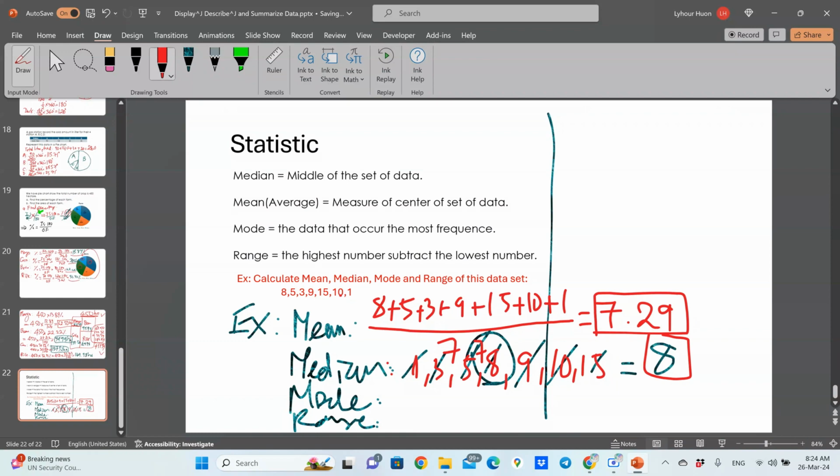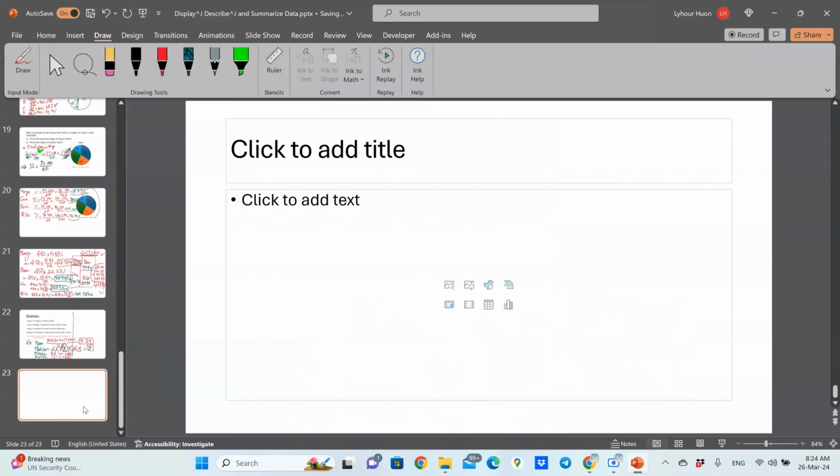And what about the mode? There's no mode, since each number occurs only one time. How about the range? 14. We take the highest number and subtract the lowest number, so 15 minus 1, which is 14. Okay, I think you have already studied this, so let's come to something harder.